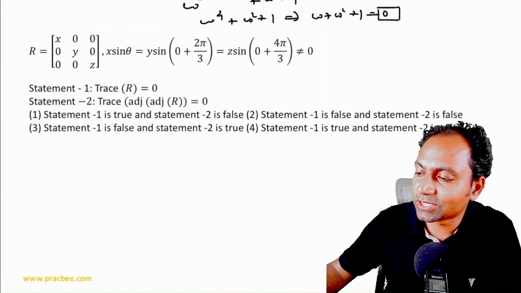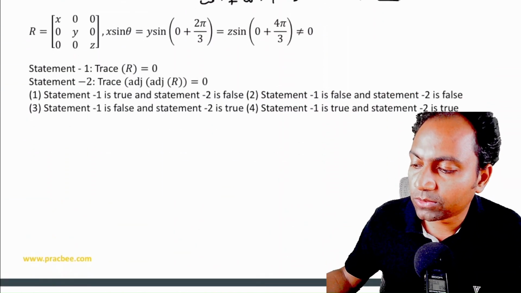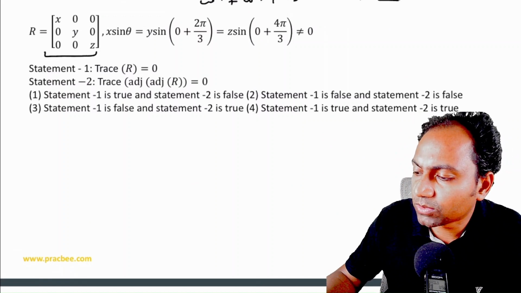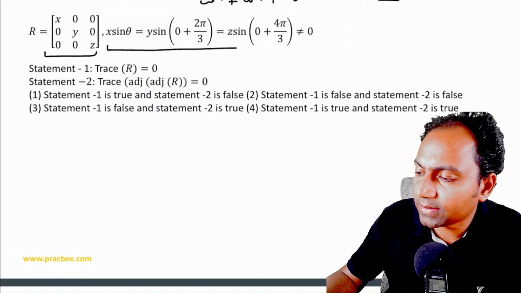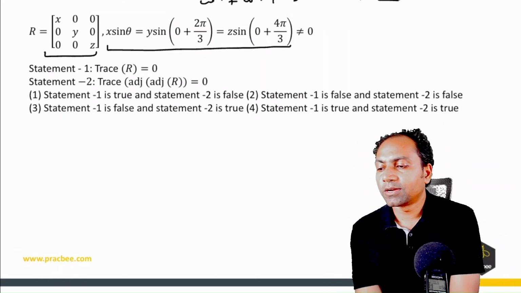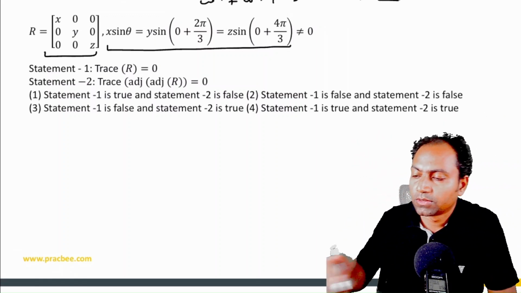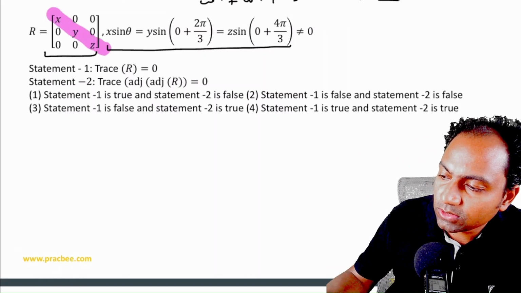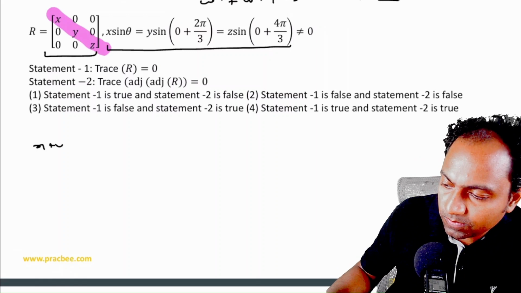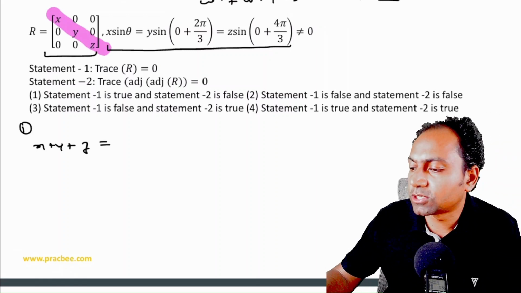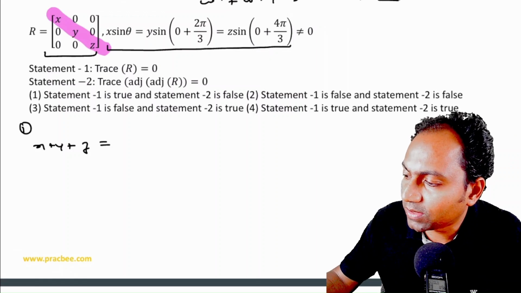If I move to the next question, it talks about a matrix, and in this matrix you can see that we have this kind of a relation between x, y, and z that is given to us. The first part they are talking about is the trace. Trace is nothing but the sum of the diagonal elements. So if I want to find the sum of these elements, I will have to find x plus y plus z.